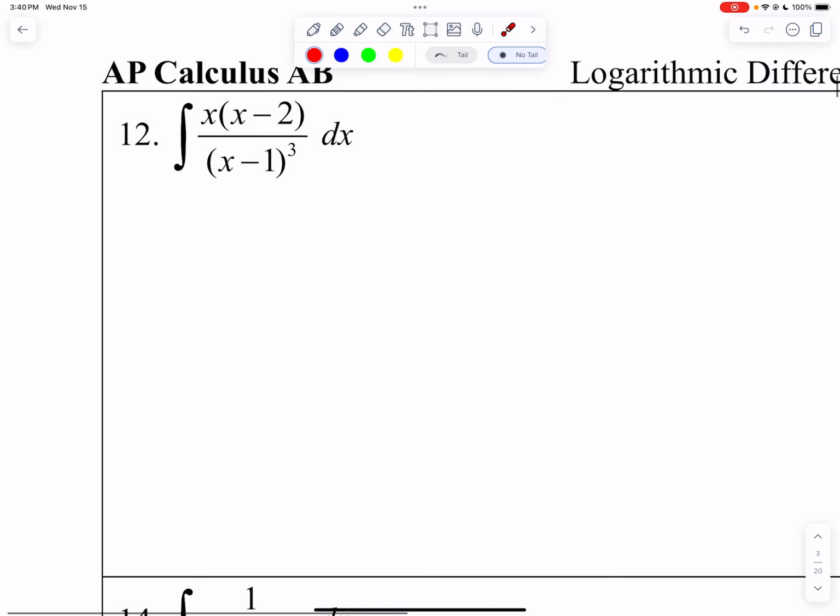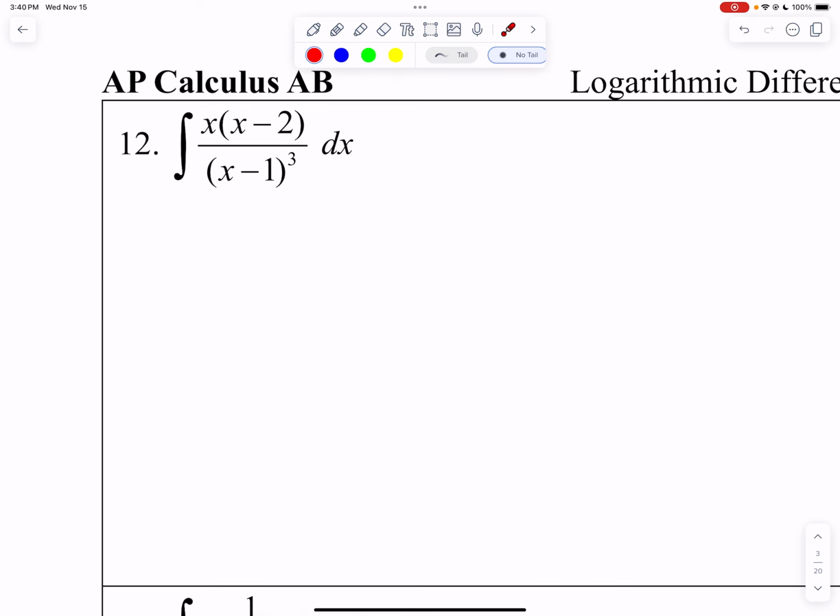Right. For number 12 here, I have x times x minus 2 over x minus 1 to the third power. I can't really use division right here because I have to actually multiply this out and multiply this out. And then even if I still do that, since my denominator has a higher exponent, a higher degree, you really can't really divide this in terms of what I have right now. So let's go ahead and just try and use u substitution, where u is x minus 1. And then du is going to be 1 dx.